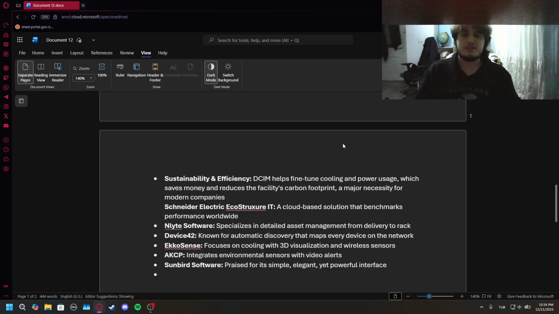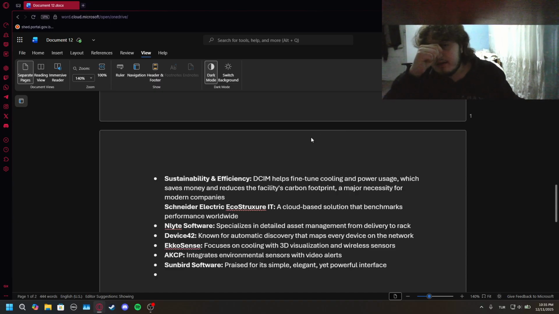Sustainability and efficiency. DCIM helps fine-tune cooling and power usage. All of this is basically for fine-tuning, like it says, which is a really good use of the word. You just do all of this so you are more sustainable and more efficient, so you make more money, like all the companies want.